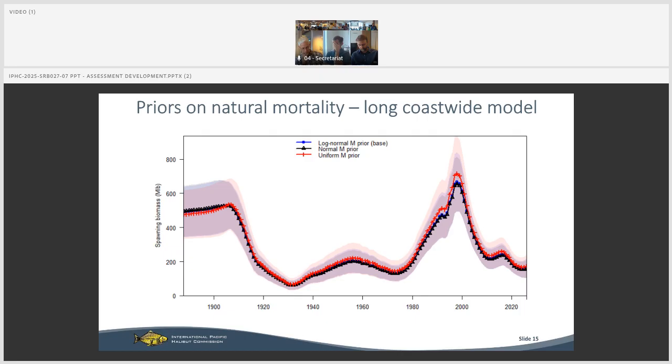So they come out with different M's though. Each of these do come out with a slightly different M. Does that affect relative spawning biomass, or those things?